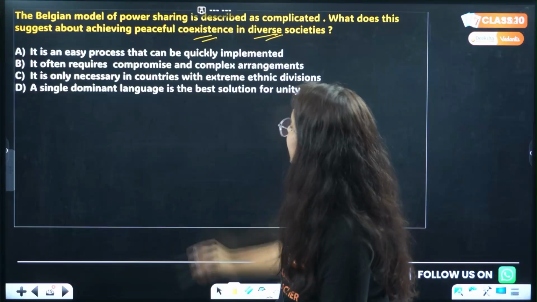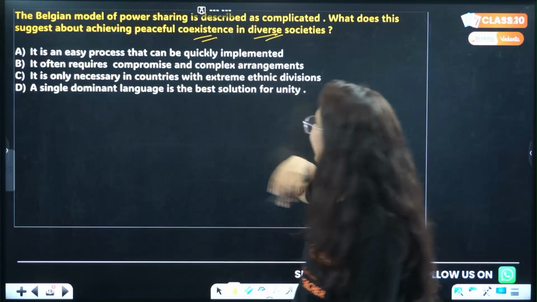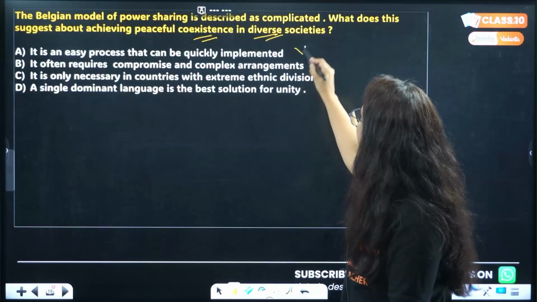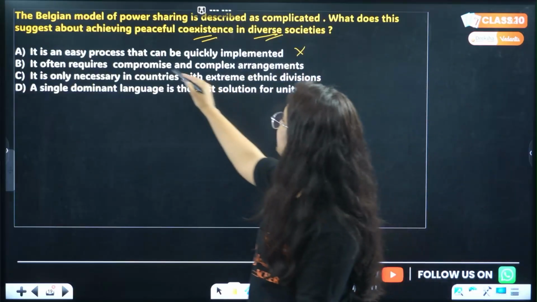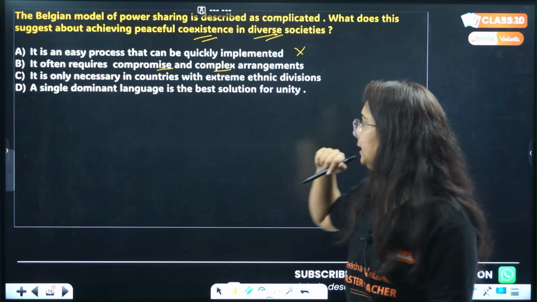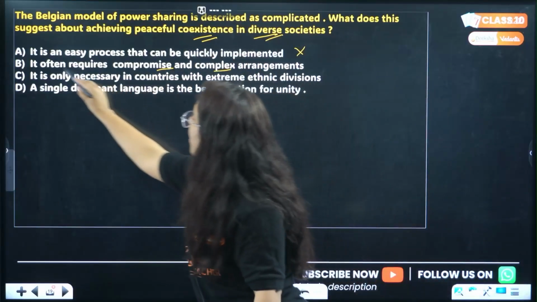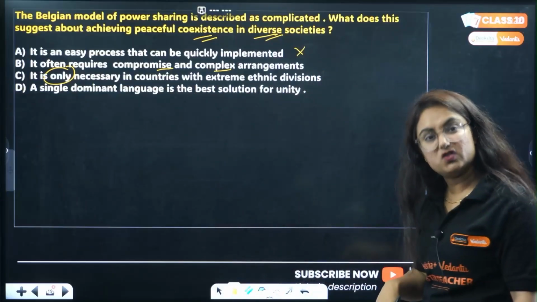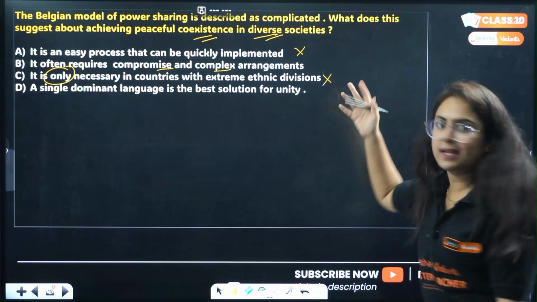Option A, it is an easy process that can be quickly implemented. Do you think? An easy process? No. It often requires compromise and complex arrangement. We can think about the statement: it is only necessary in countries with extreme ethnic divisions. No, because there were no extreme divisions.